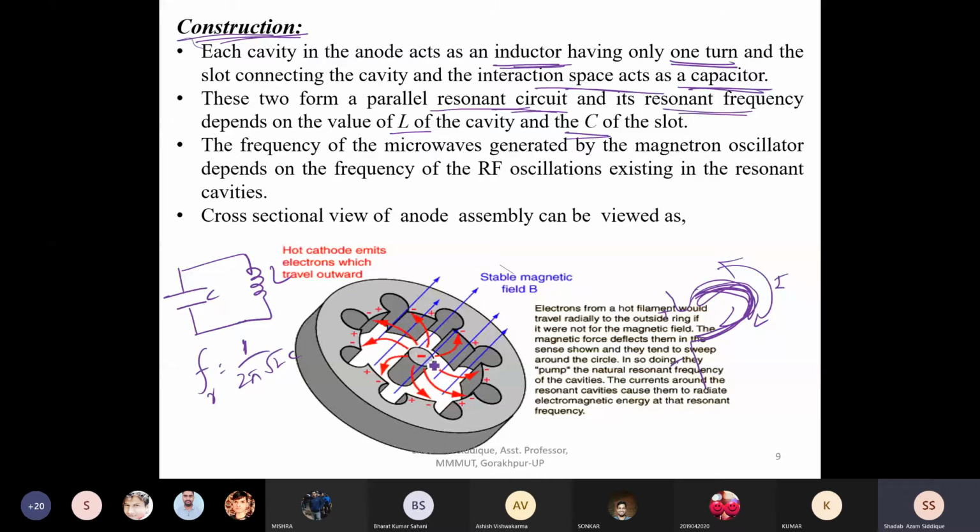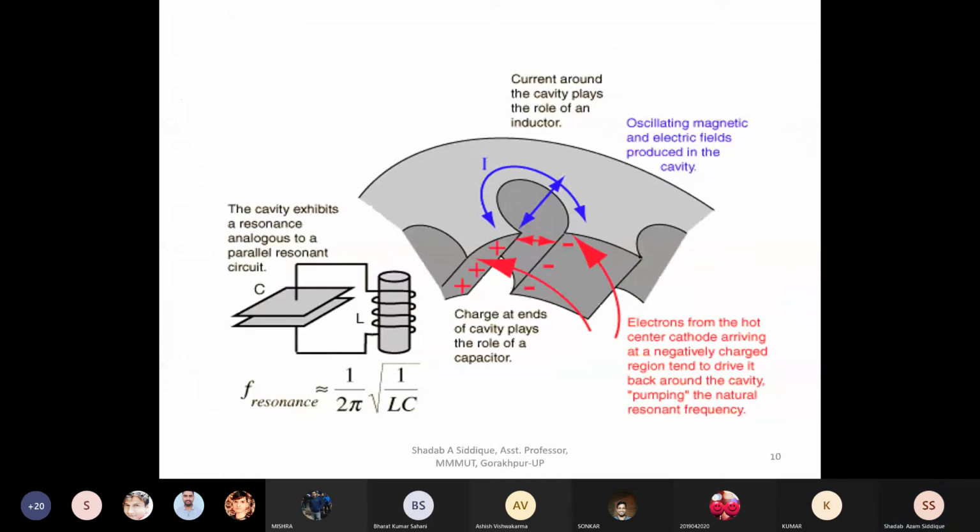If you see the cross-sectional view, we have the cathode and the anode segment. Due to the stable magnetic field, the electron traveling in a straight line will be bent and come towards the cathode. When the magnetic field is strong enough, the bending will be more and it will bend back and come back.